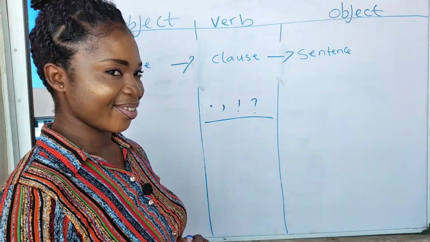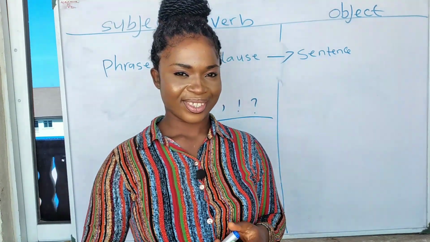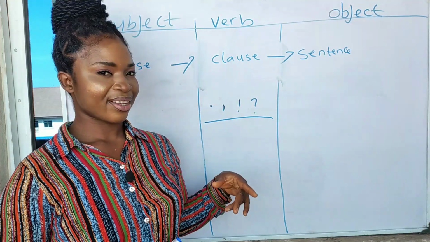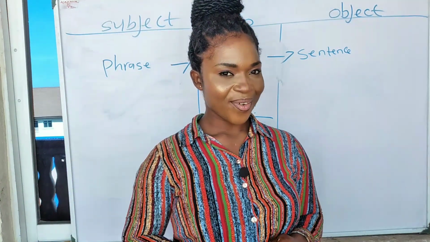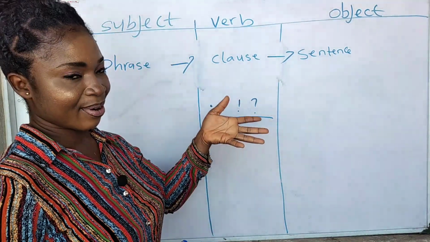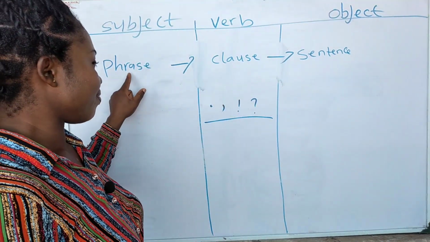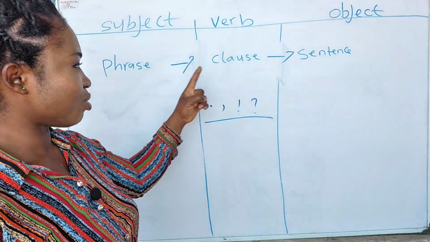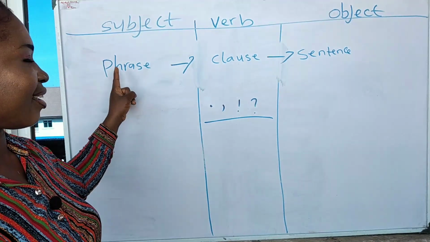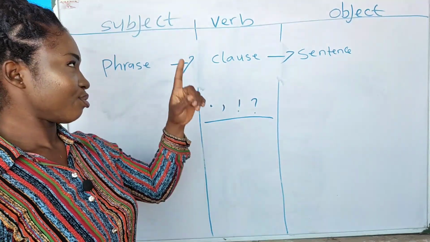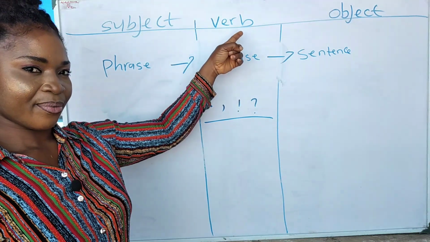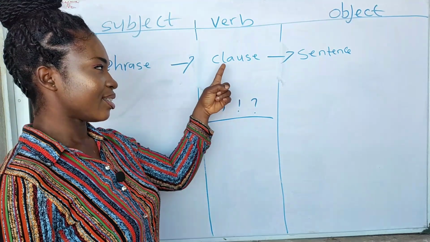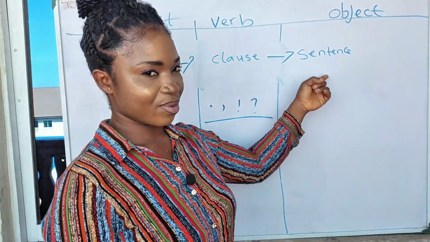So far so good. I've been able to tell you about parts of a sentence and sentence punctuation marks. If you are not confused, let's take it back again. I said a phrase plus a clause equals a sentence. To differentiate between these two, a phrase must not have both a subject and a verb, whereas a clause has both of these. That is why sometimes a clause can be likened to a simple sentence.